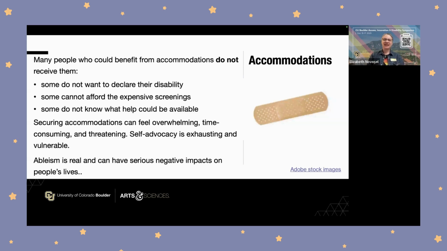There's so much to say here, but it can be really overwhelming to get accommodations, and time consuming and threatening, not necessarily just here at CU, but across the board. It is written about extensively. It is very exhausting and it's vulnerable. You're putting it out there that you have these things you need help with. And if someone is going to be biased or discriminatory, it is hard, especially if you're having to tell a supervisor or a professor about it, and they're not welcoming or open about it, or they think you don't really need it and they express that, etc. So it can look a lot of different ways. Again, ableism is real and it can have really bad and negative impacts on people.